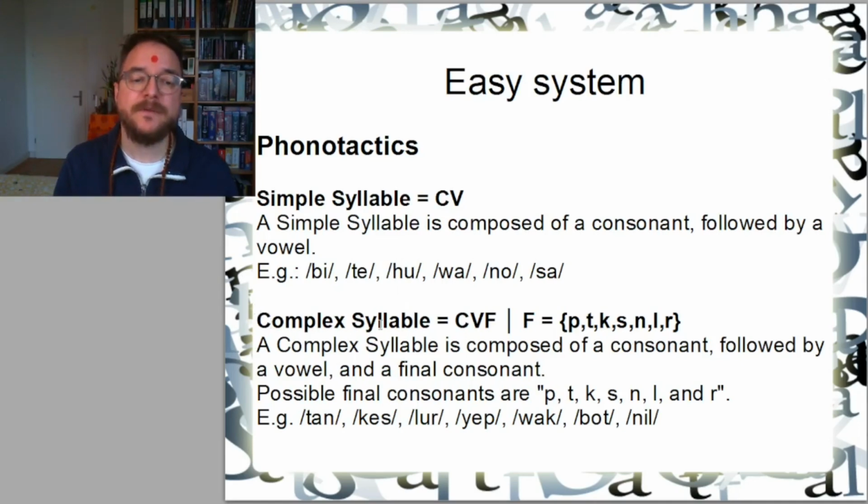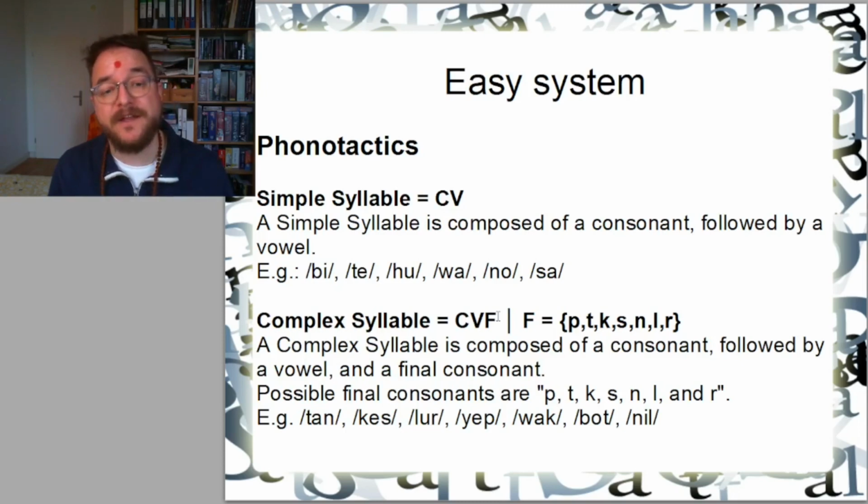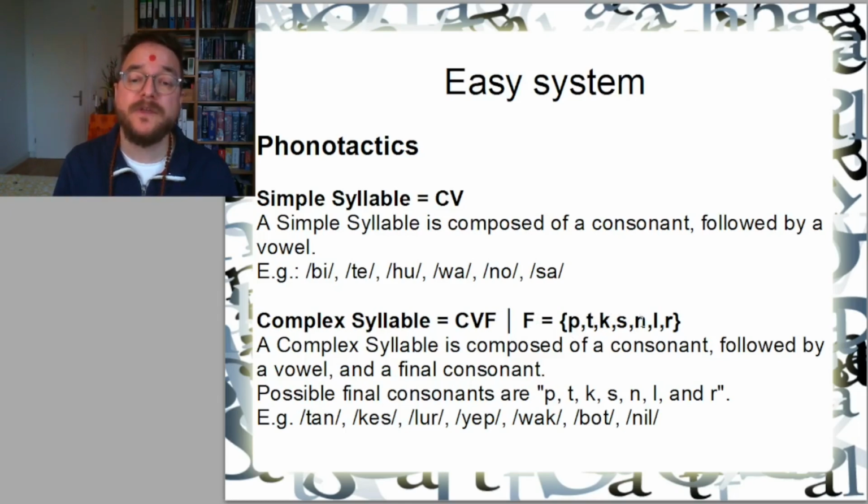A complex syllable is composed of, again, a consonant, followed by any vowel, followed by F, which stands for final consonant. F in this case stands for one of those 7 and only those 7 consonants, which means a complex syllable is composed of a consonant, followed by a vowel, and a final consonant.